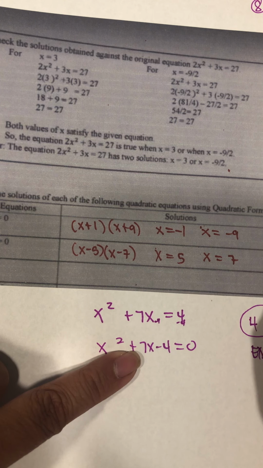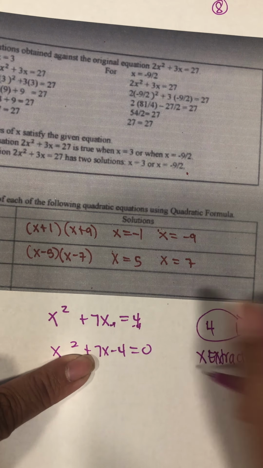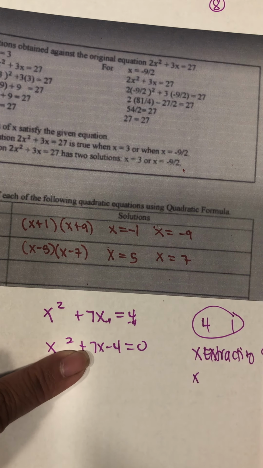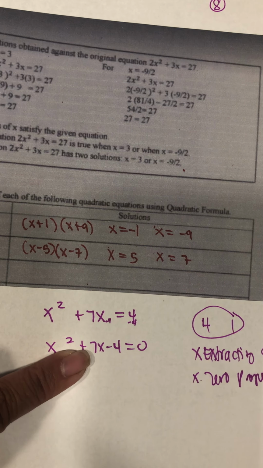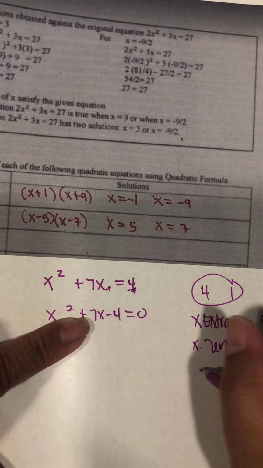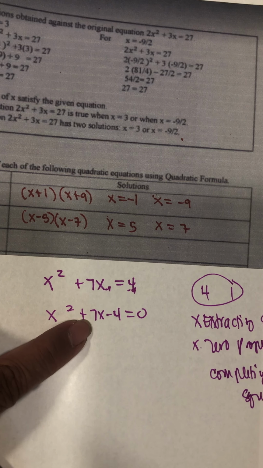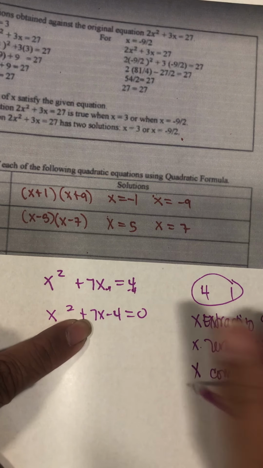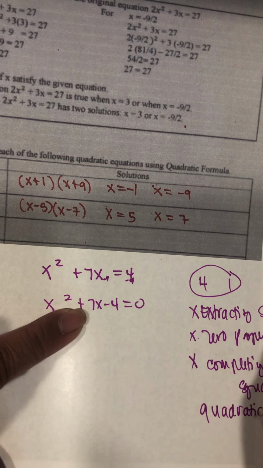Extracting square root fails. Zero property fails. Completing the square: half of 7 is 3.5. It has to be only a whole number. Fail. Then the last resort is the quadratic equation.